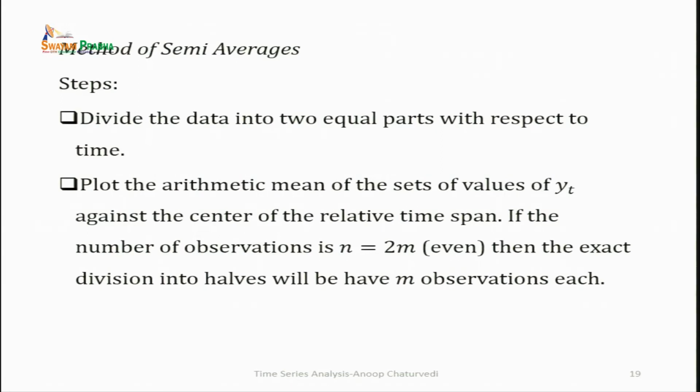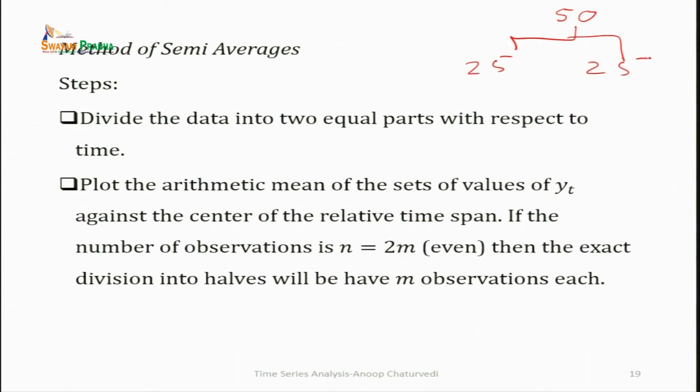The second method is the method of semi-averages. This method is also quite simple. The main step of this method is: you divide the data into two equal parts with respect to time. So, suppose you have 50 observations, then you divide it into 25 and 25, two sets.